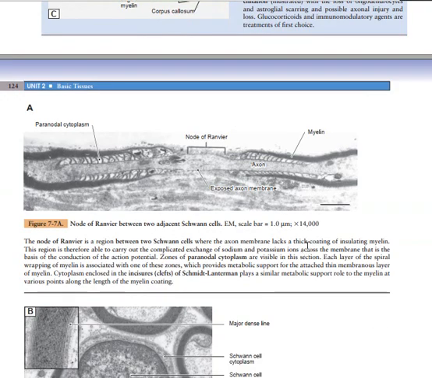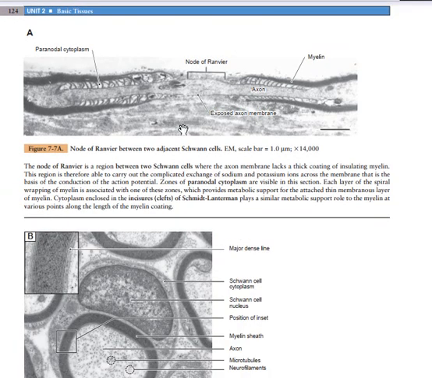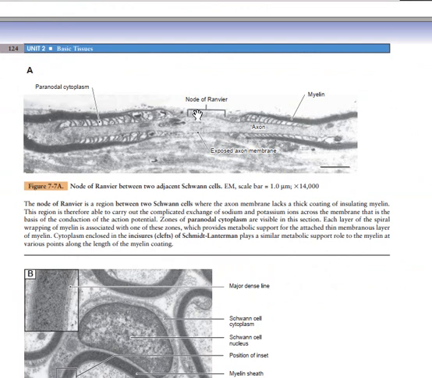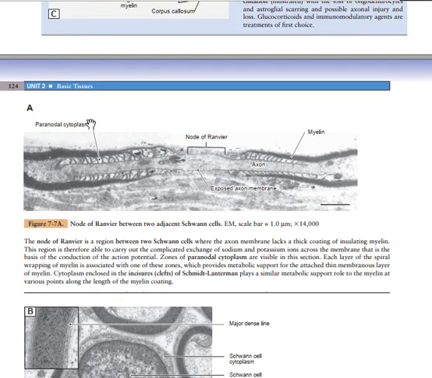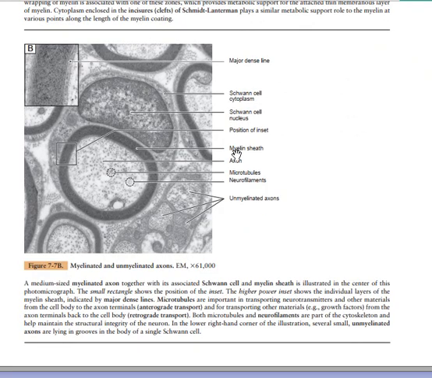Now the next thing here, this diagram shows an electron microscopic view in the longitudinal section of the myelinated neuron. This is the node of Ranvier here. These are paranodal cytoplasm, and this is the myelin sheath. The paranodal cytoplasm, you can also call it what? The cleft of Schmidt-Lanterman. Those paranodal cytoplasm are the cytoplasm of the Schwann cells, as you can see. So we have exposed axon membrane.